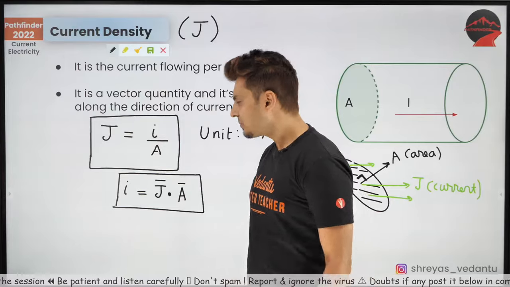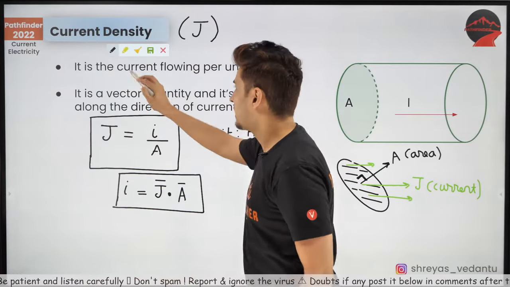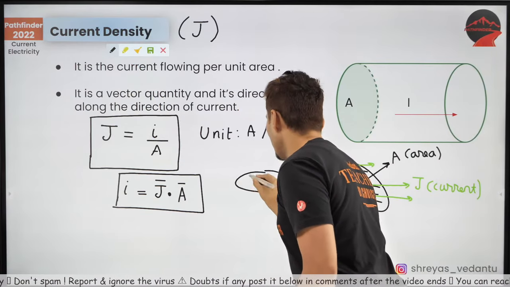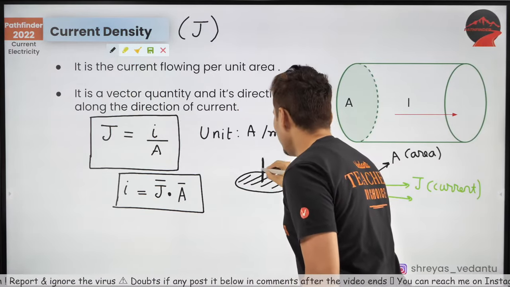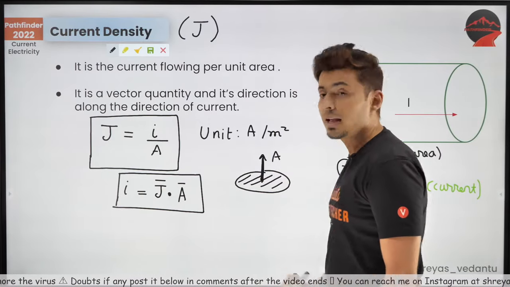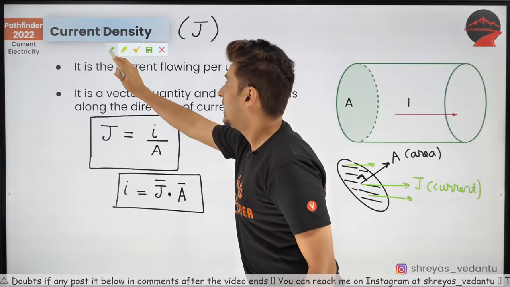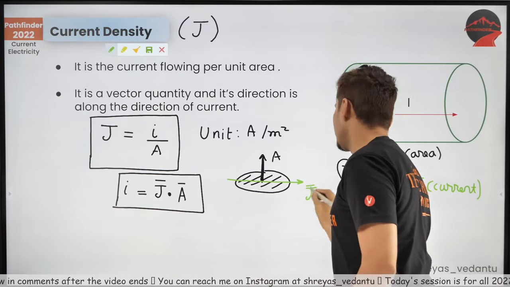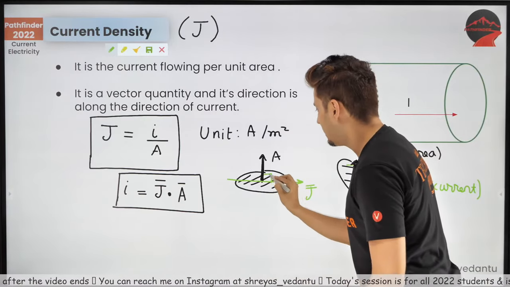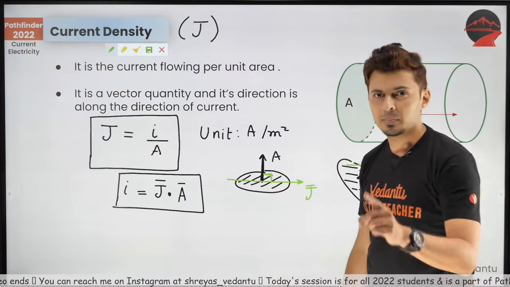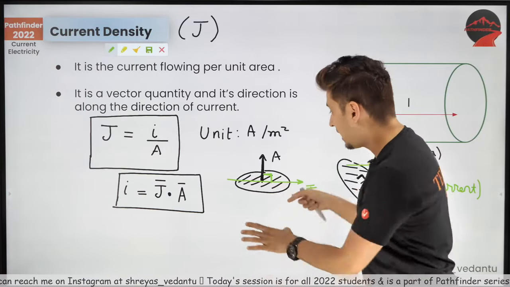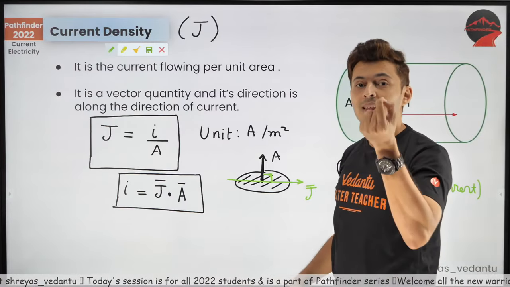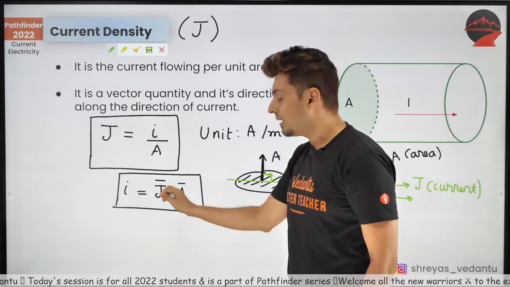Now you can guess why this would be correct. Just think about it, guys. If this is my area vector, and I tell you the current is flowing in this direction, J is in this direction. What is the angle between the area vector and the J vector? The angle between the area of cross section and the current density vector is 90 degrees. If it is 90 degrees, what will be the dot product?